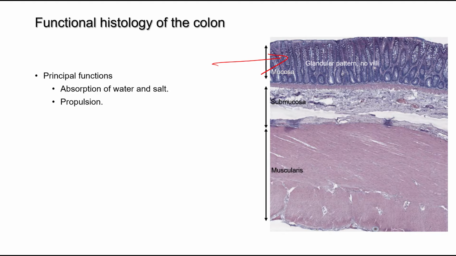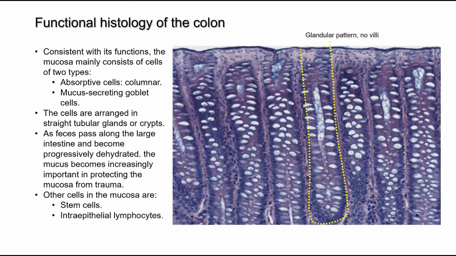And again, the same features here. There's the muscularis mucosae, then the submucosa, and then the muscularis propria with two layers of muscle fibers of different orientation. Here in a higher magnification, a simple tubular gland, no villi, and again another feature, as I probably mentioned before, there are a lot of goblet cells.